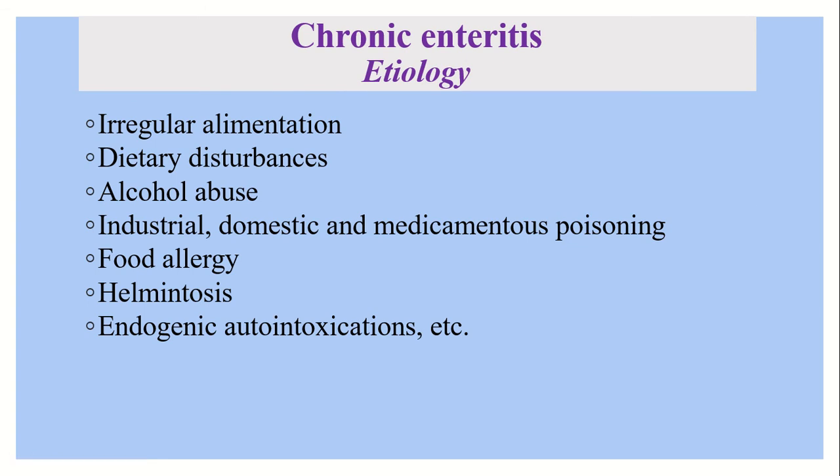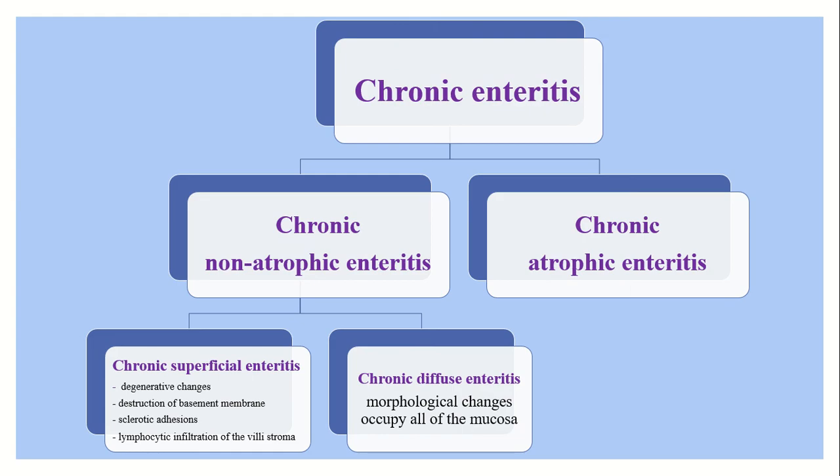The etiology of chronic enteritis. First, irregular alimentation, dietary disturbances, alcohol abuse, industrial, domestic, and medicamentous poisoning, food allergy, helminthosis, and endogenic autointoxications, etc. Also, chronic enteritis is divided into two types, chronic atrophic enteritis and chronic non-atrophic enteritis, which are also subdivided into chronic superficial enteritis and chronic diffuse enteritis.